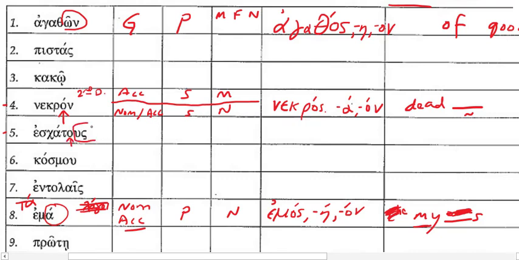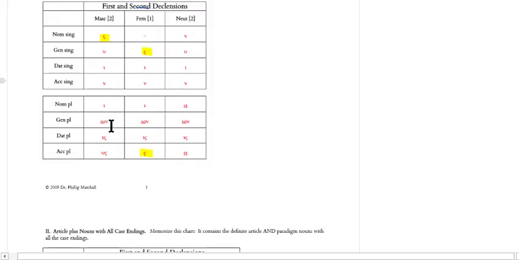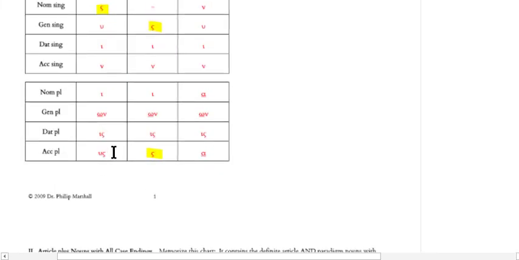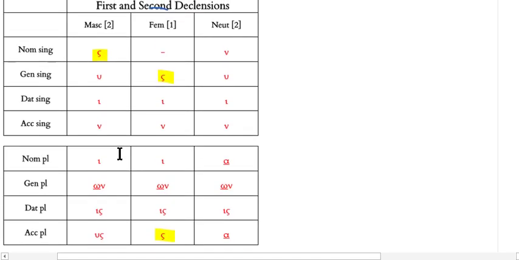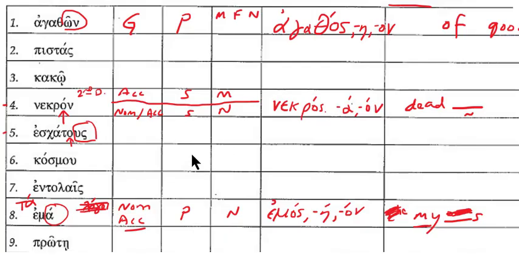Do we have any us case endings? Yes, we do. Where are they? Accusative, plural. Right there. See that? There it is. Yeah, and masculine. Second declension, yeah? So, that makes it pretty easy. Could it be anything else? Accusative, plural, masculine. Could it be anything else? No. There's no other us case ending anywhere else in your chart. What's my lexical form?